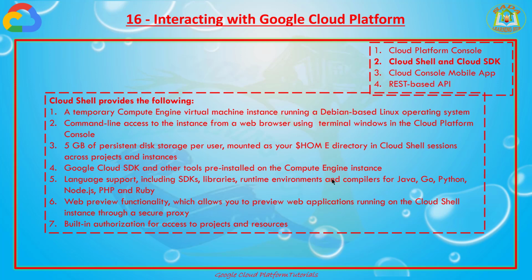The Google Cloud SDK and other tools are pre-installed on the Compute Engine instance, with language support including the SDK, libraries, runtime environments, and compilers for Java, Go, Python, Node.js, PHP and Ruby. There is also web preview functionality, which allows you to preview web applications running on the Cloud Shell instance through a secured proxy, and built-in authentication for access to project resources.